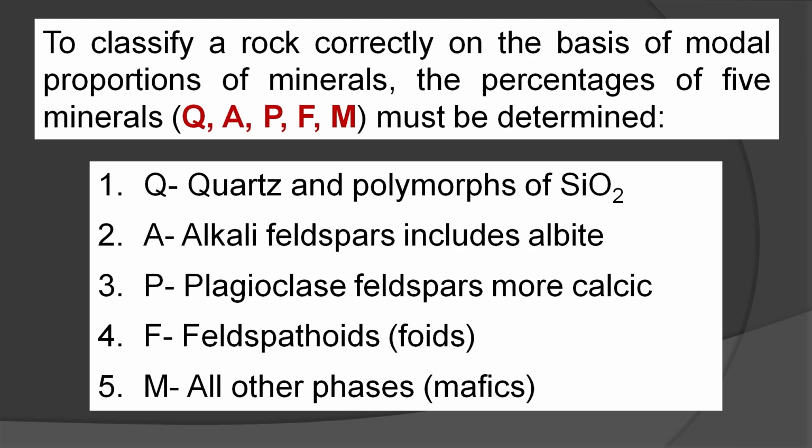Then we can have A, alkali feldspar, which includes albite, that is NaAlSi3O8. Then we have plagioclase feldspars, which are more calcic, like anorthite, CaAl2Si2O8. Then we have feldspathoids, feldspathoid minerals such as nepheline. And then the M, which is all other phases, which are the mafic minerals.